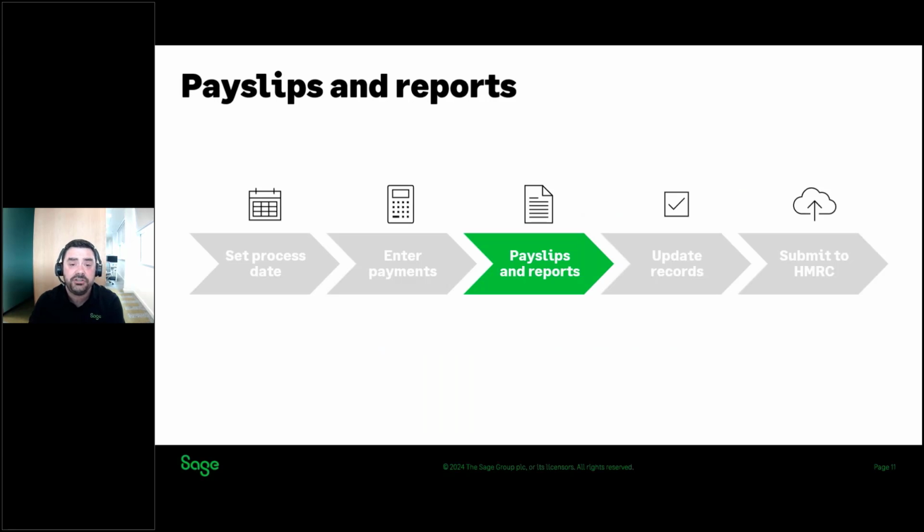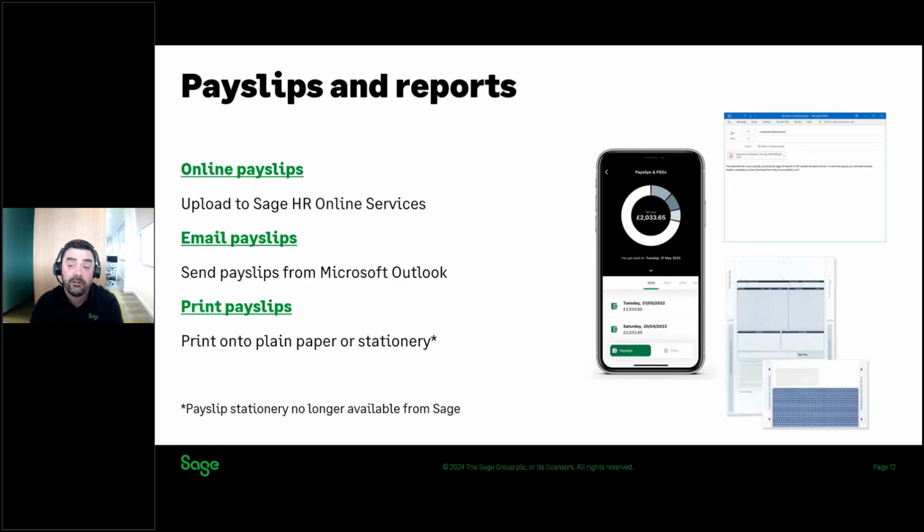So next step is to produce your pay slips and reports. And there are 3 different pay slip formats that can be used in Sage 50 Payroll. I'm going to show you a couple of them in the demo. So we will have a look at online pay slips, where pay slips are uploaded to the HR online portal, and your employees can view them either in a web browser or via the mobile app. There is an option to email pay slips as a secure attachment, either from Outlook or from webmail, or you can go old school and you can print your pay slips either on plain paper or pay slip stationery. But Sage no longer produce stationery. You can still get them from third-party sellers. So we'll take a look at the pay slips in the demo.